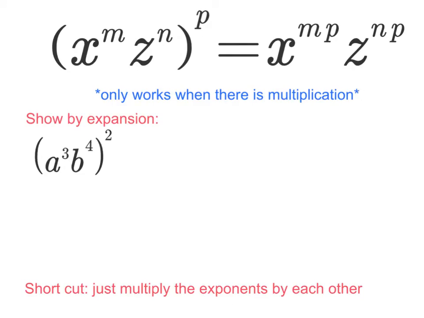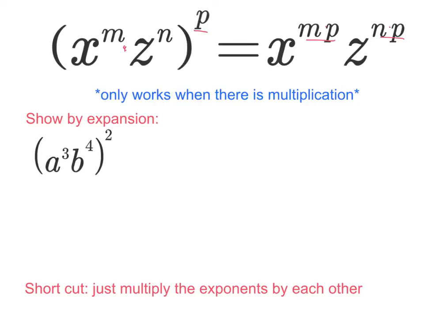So here's our definition. If we have two things multiplied by each other, say x to the m and z to the n, and then we have those things raised to another power, in this case the p, we can distribute that p to each of the following exponents and just multiply those exponents by each other.